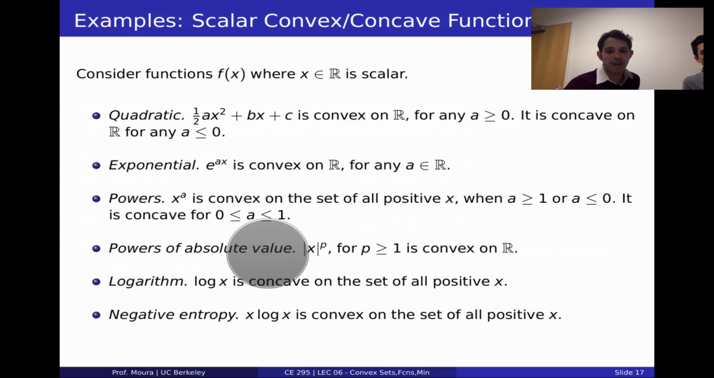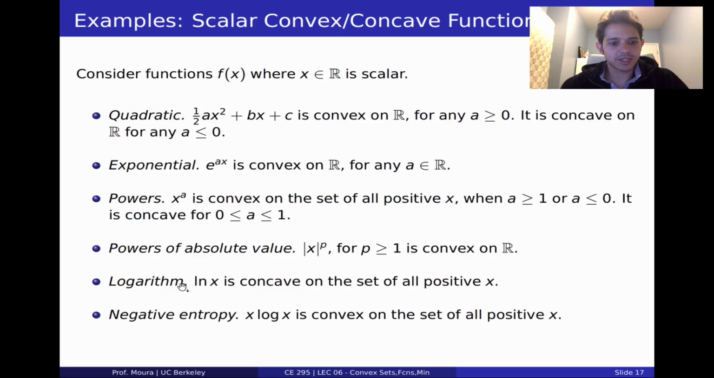Powers of absolute values. So it turns out that if we have the absolute value of x to the power p, so when p is 1, we already discussed that. That's a convex function. It turns out that for any p that's greater than or equal to 1, we'll get a convex function. But interestingly, when p is less than 1, then that's not the case.